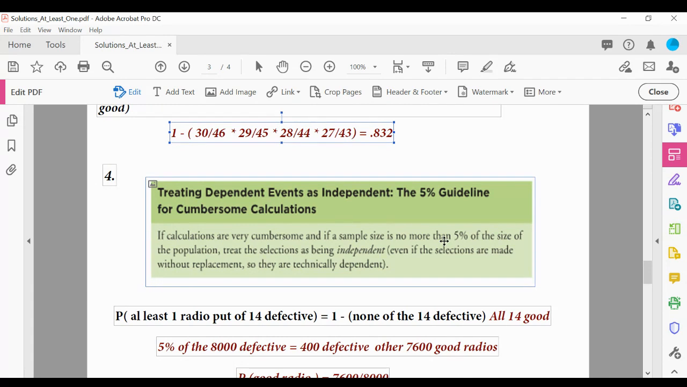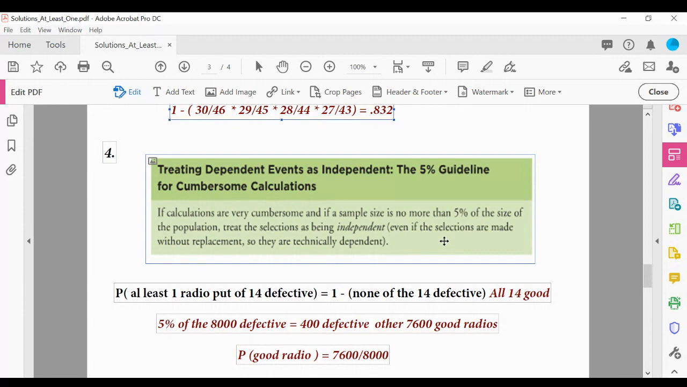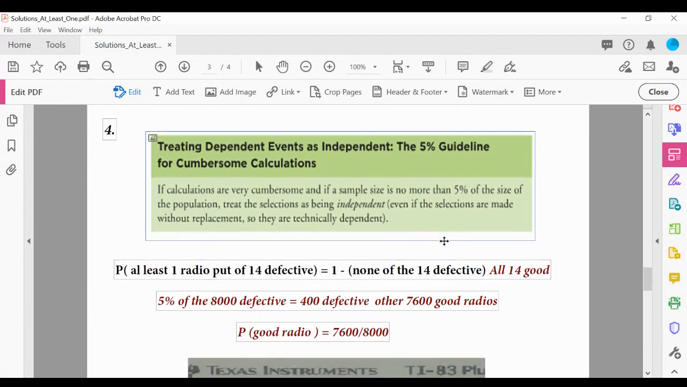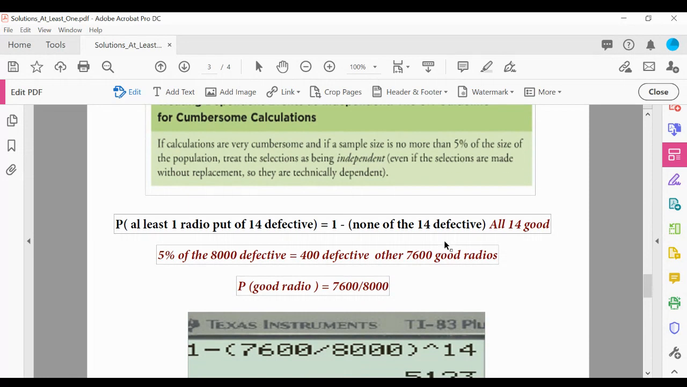All right, number 4, we talked about treating dependent events as independent. We do that when we're given percentages. And we also do it if the calculations become very cumbersome or if the sample size is no more than 5% of the population. All right, so number 4 says in a batch of 8,000 clock radios, 5% are defective. Well, he doesn't tell us exactly how many. Well, we can figure it out. 5% of 8,000 gives me 400 defective. Well, now I've got to think, if 400 are defective out of 8,000, the remaining 7,600 must be good clock radios.